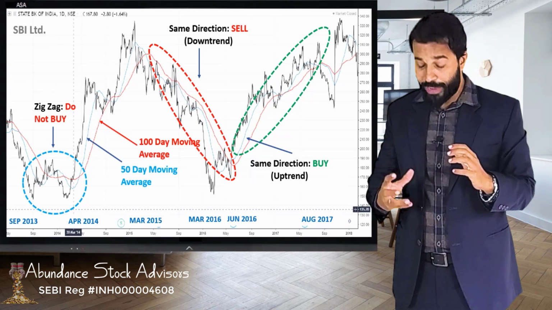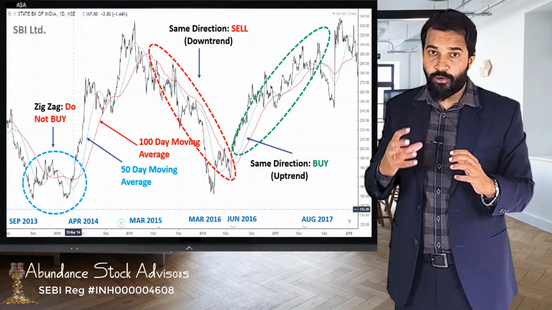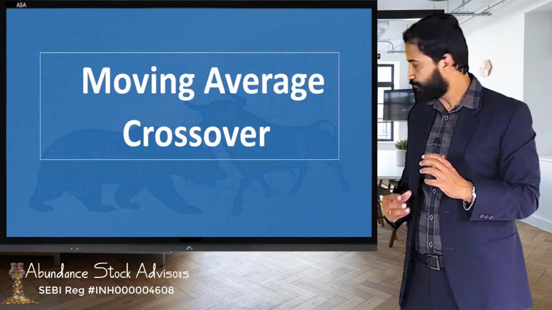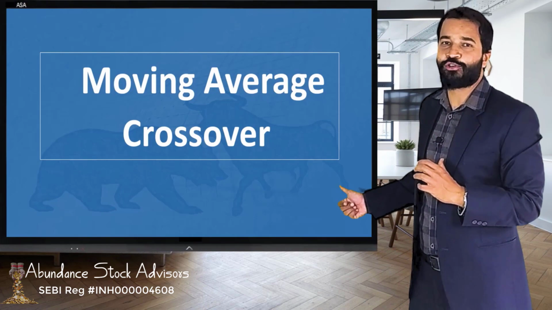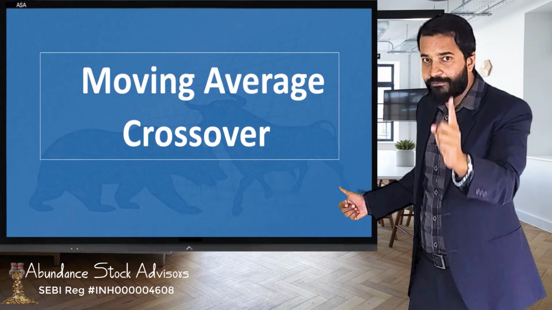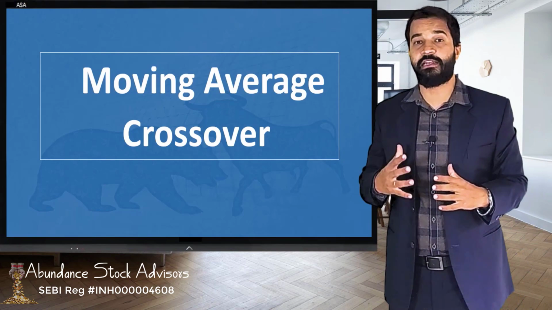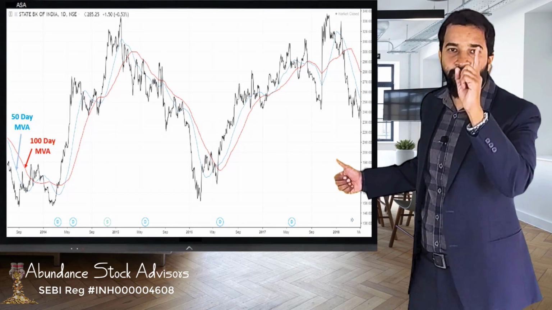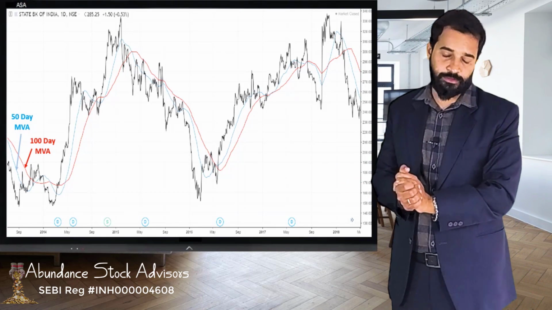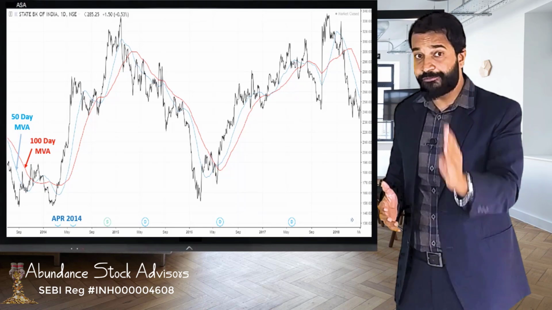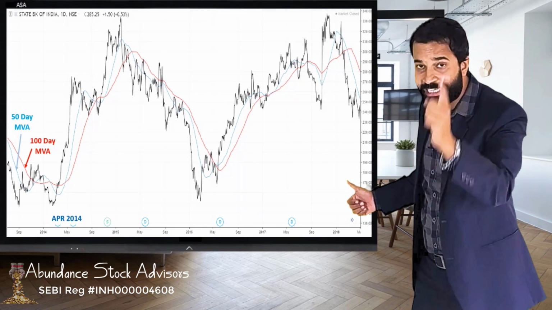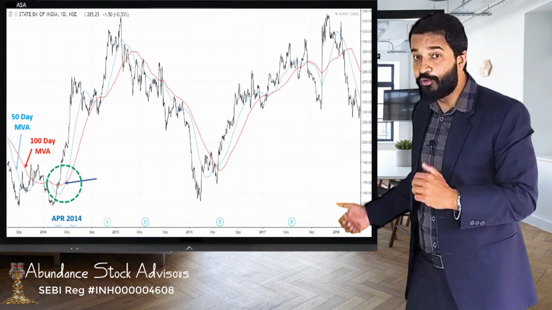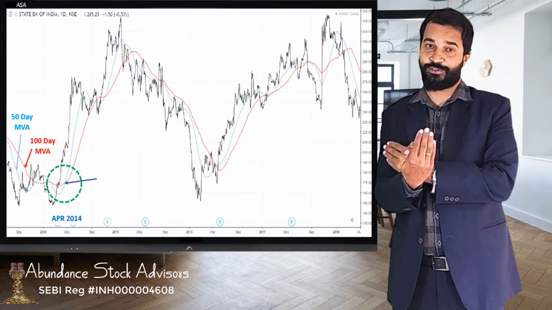Now let's see how we can generate a buy or a sell signal using moving averages even more accurately, friends, using moving average crossovers. The moving average crossover is an important and efficient signal generated by all these moving averages. So consider the chart of SBI where we have plotted 50-day and 100-day moving averages. Now in the chart after 10th April 2014, we can see that the 50-day moving average crossed or moved above the 100-day moving average.